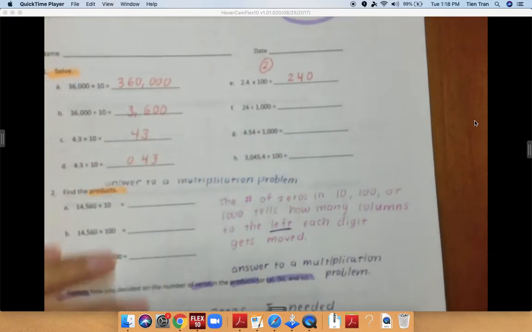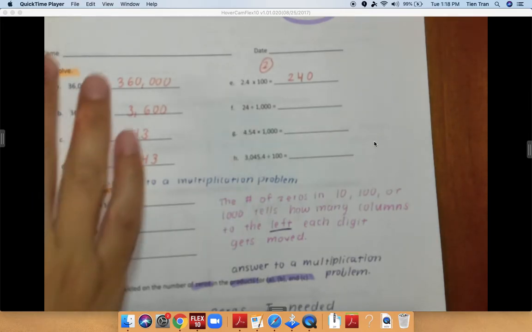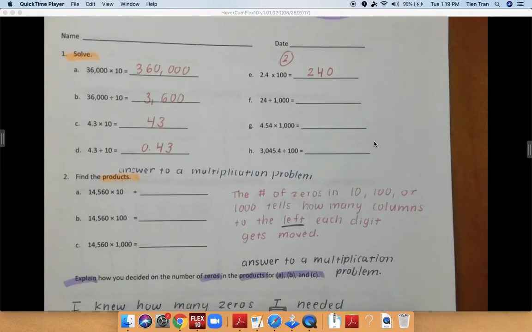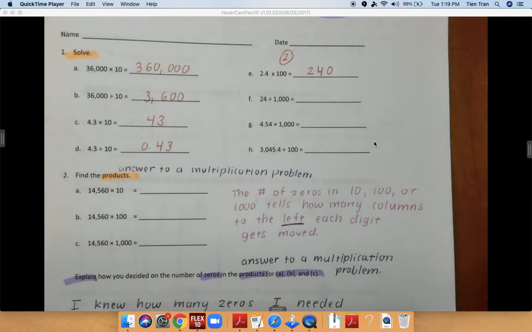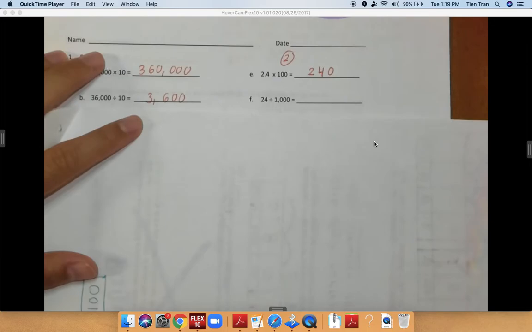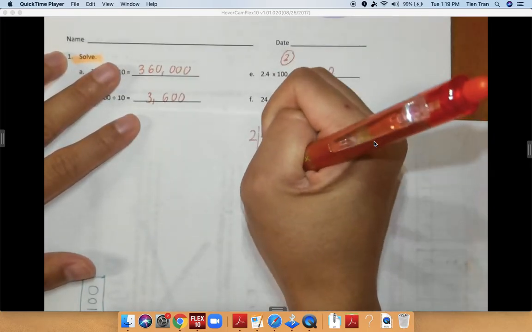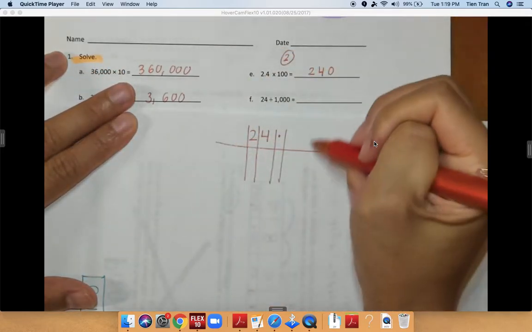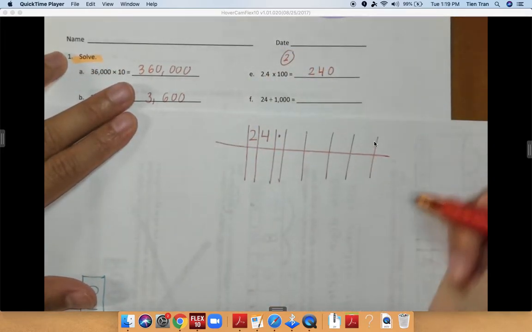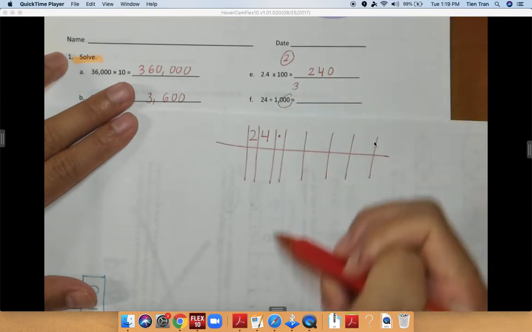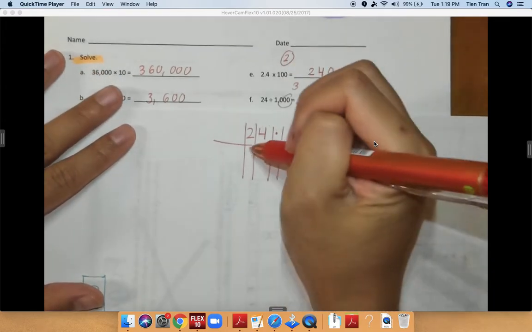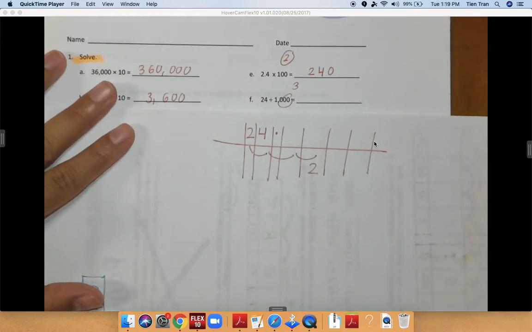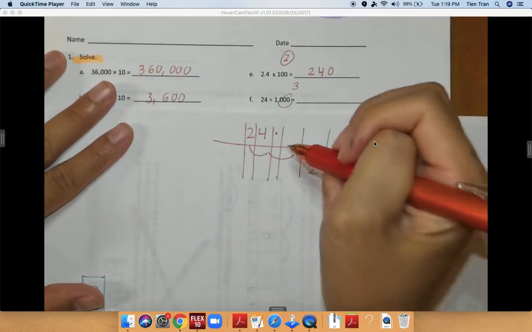Now we have problem F. Very blurry. I don't know why it's not focusing. There you go. We have problem F. It says 24 divided by 1,000. So same thing. I'm going to write 24 down, I'm going to draw my lines. I know the decimal is right here. It's asking me to divide, so that means my number is going to move 3 times to my right. So 1, 2, 3. That's where my new 2 is. And then the rest of the number is going to follow.